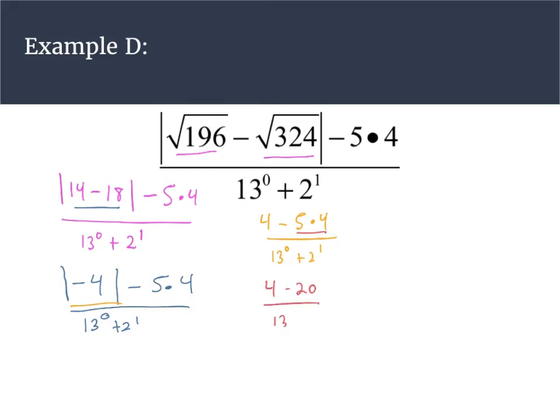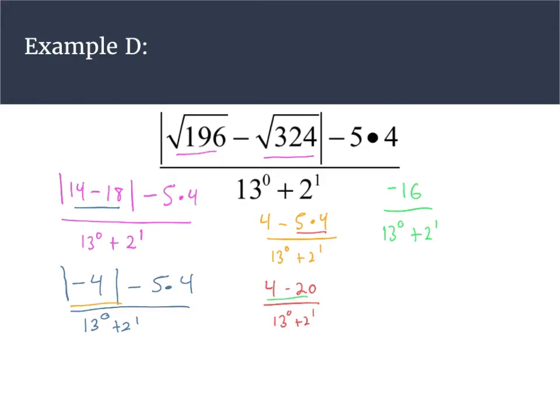So that leaves me just one thing to do on the top, 4 minus 20. So 4 minus 20 is going to give me, let's see, they both have different signs. One is positive, one is negative. The negative one has the greater absolute value, so I know my answer is going to be negative. And then 20 minus 4 is 16. So I've got negative 16 all over 13 to the 0 power plus 2 to the first power. So I've got everything done with the top, and although that took a lot of steps, I was able to finish the top, so now I need to move on to the bottom.